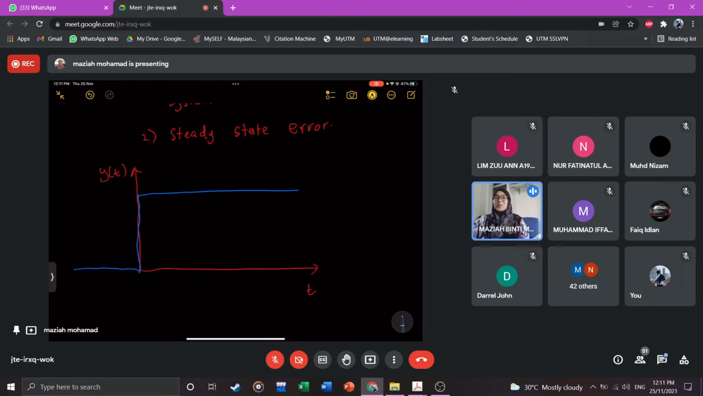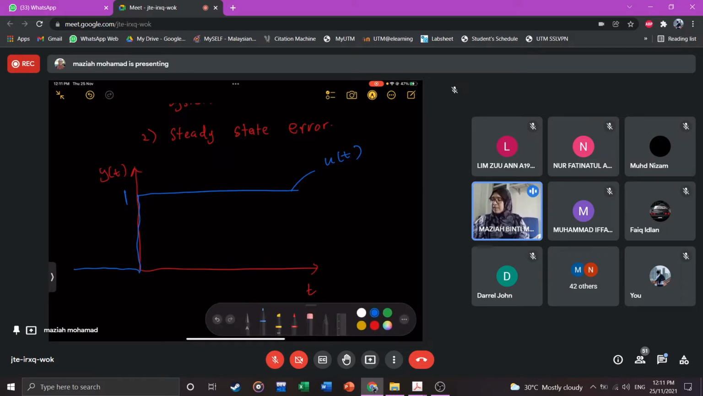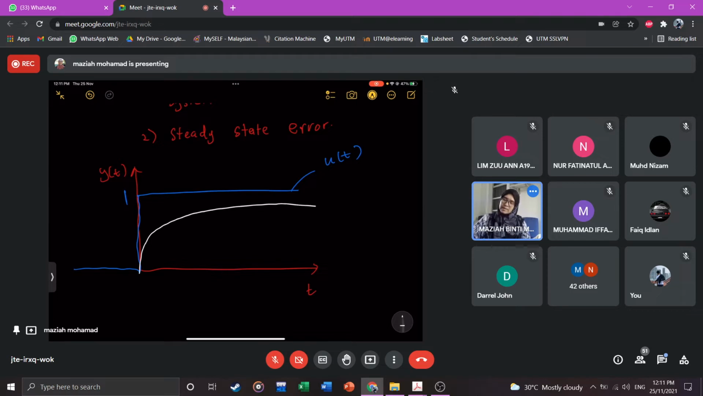All right. So let's say this is the input U(t), right? We want the system to go to one. However, when we apply the input to the system, suddenly the system only behaves like this. So it may satisfy the first requirement but not the second, or it may satisfy the second requirement but not the first.